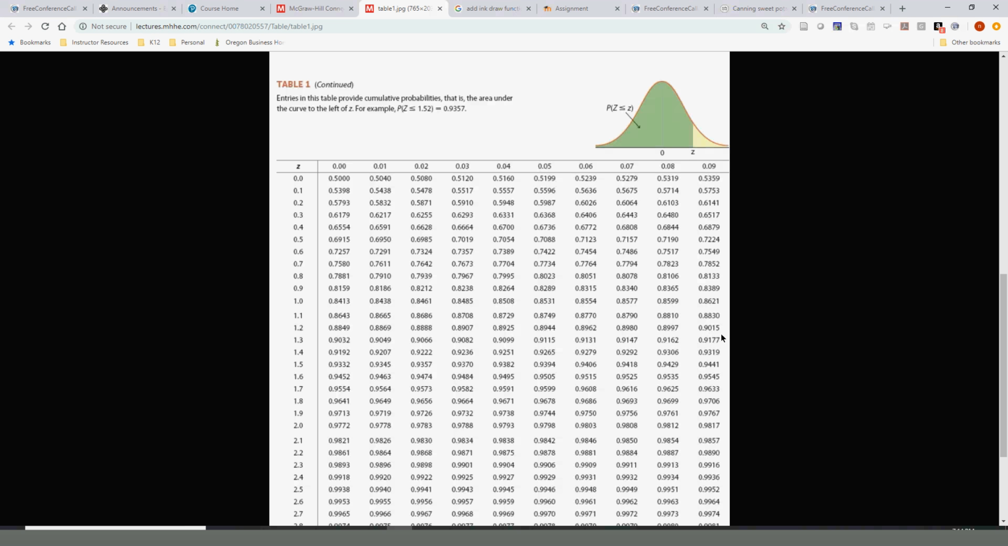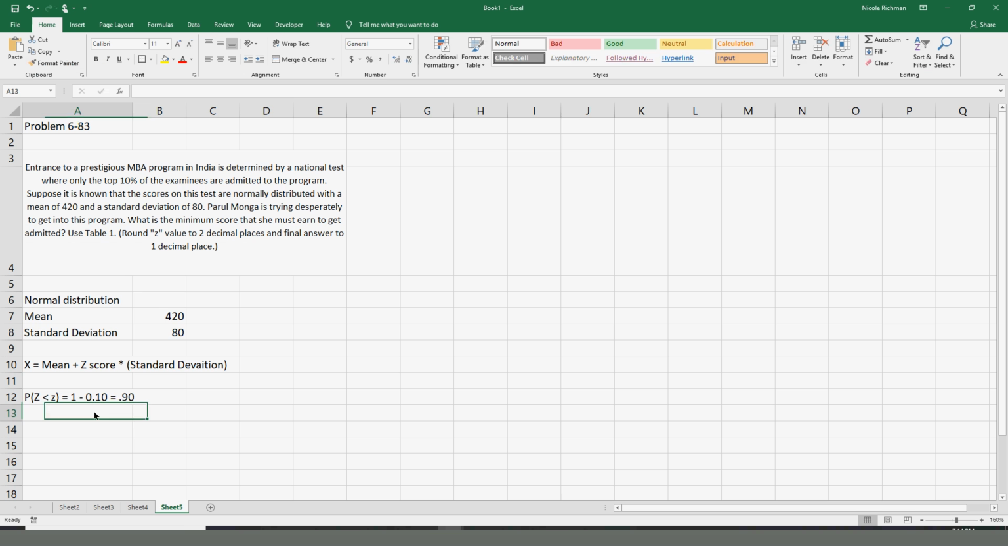0.89997 and 0.90. So we're going to round our z-score to the first two decimals. So in this case, we're going to take this 0.8997. So it's 1.28. Because we have 1.2 here. And we have 0.08 here. So the z-score that we're going to use, so z equals 1.28.